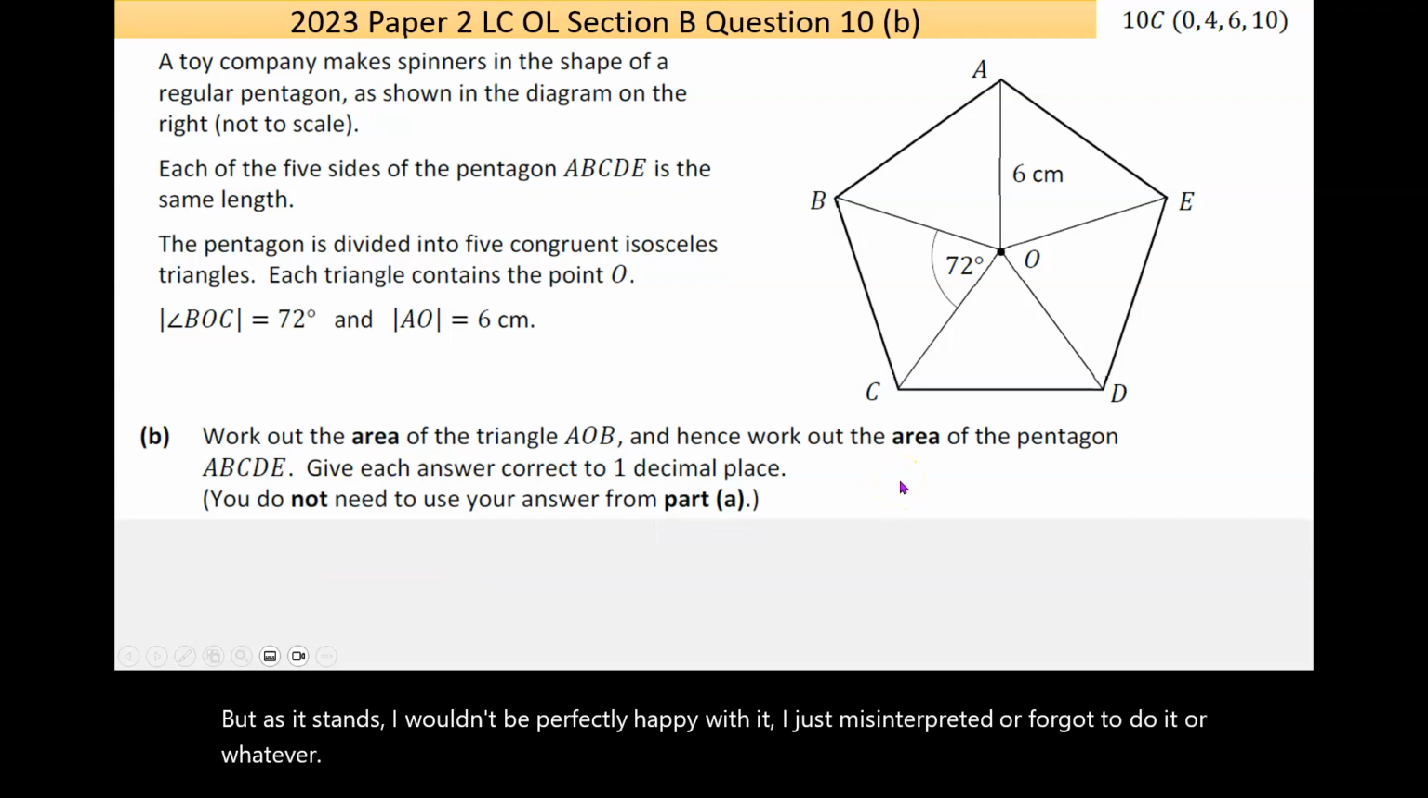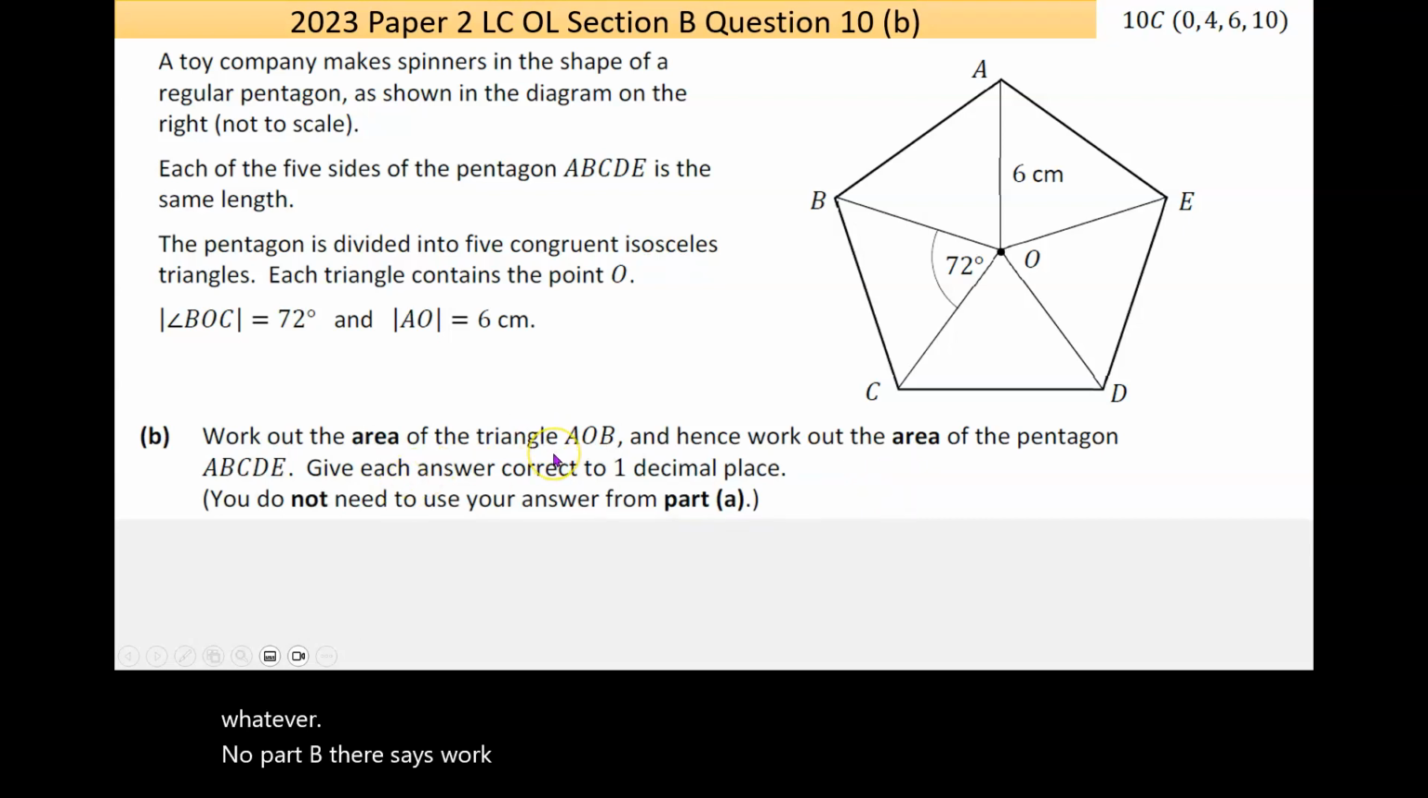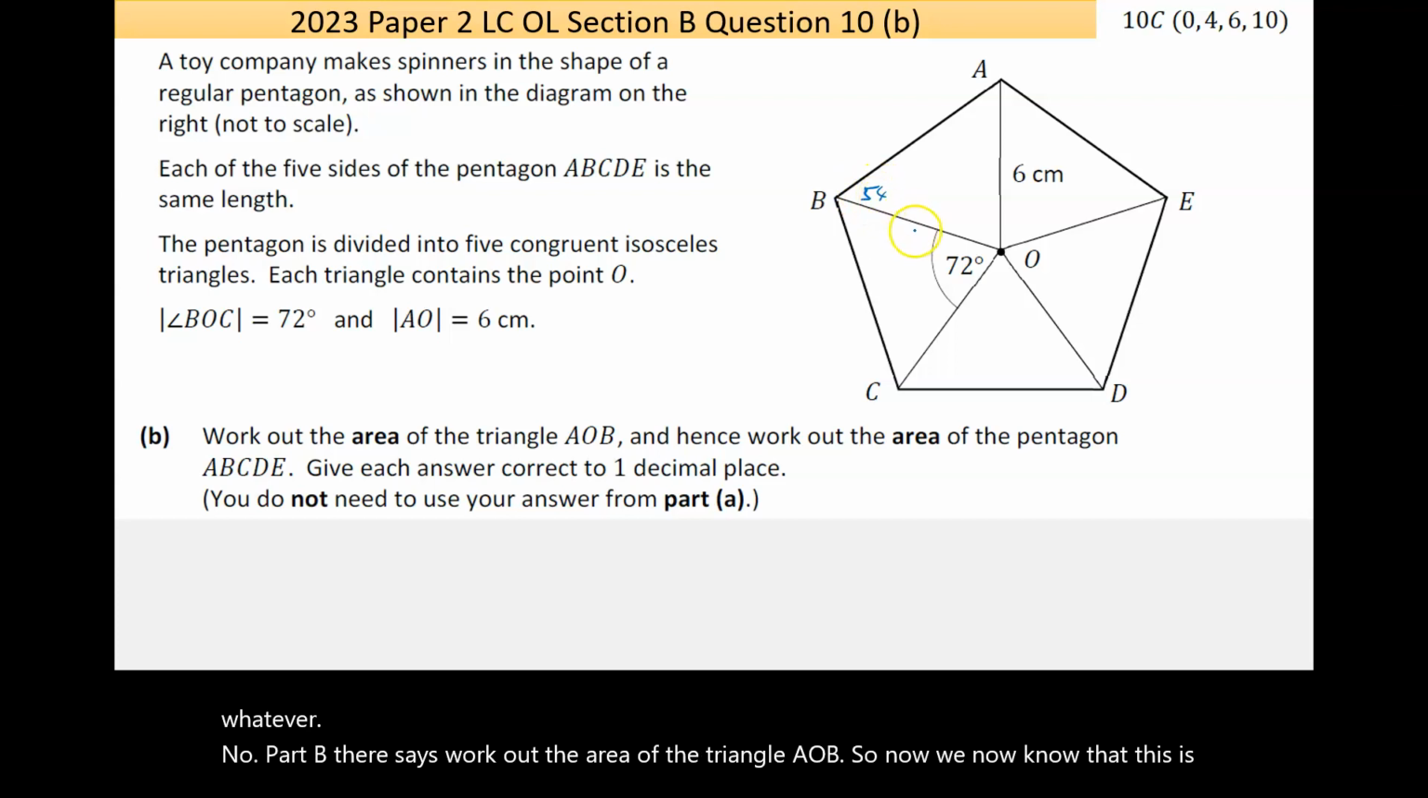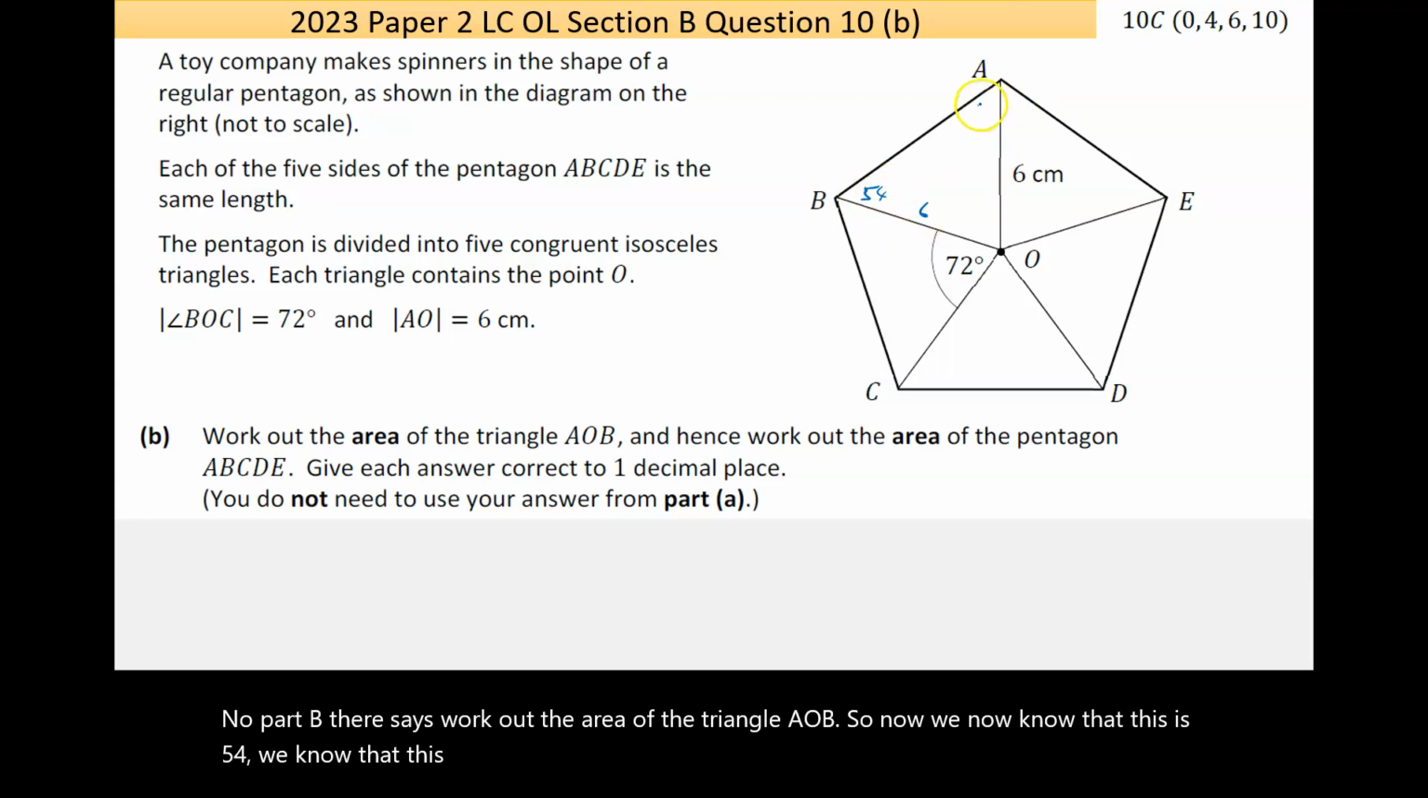Now, part B says, work out the area of the triangle AOB. So now we know that this is 54. We know that this is 6. We know that this is 54. And this is 72.